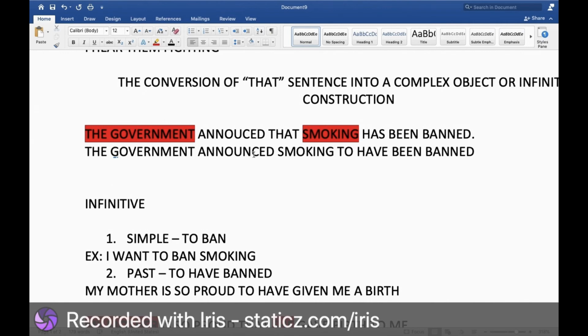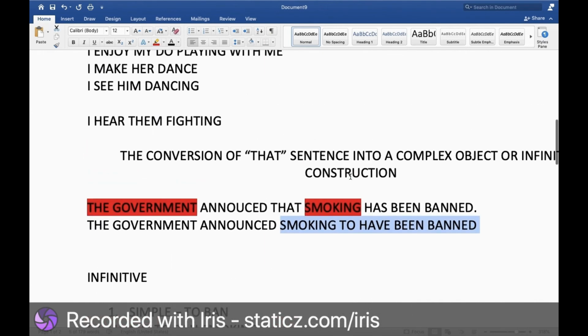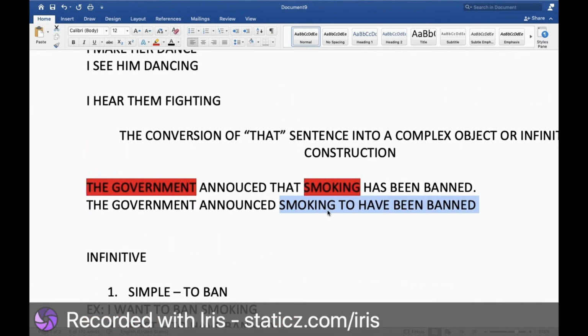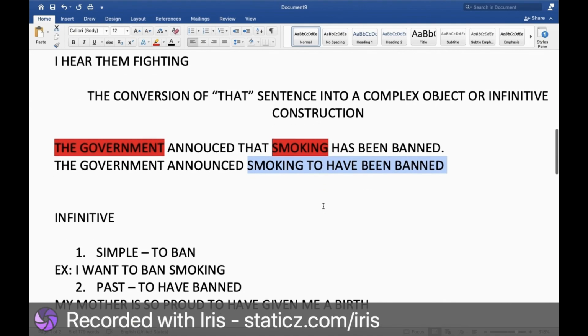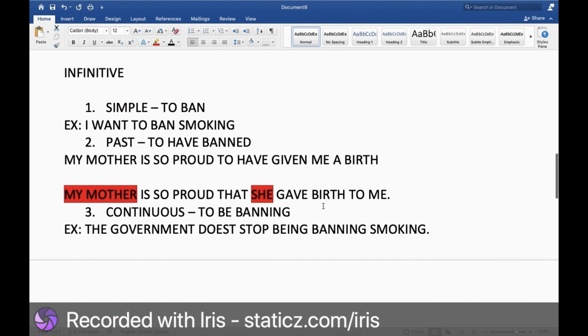Government announced: subject and verb. Government announced what? Smoking to have been banned. It is a complex object in the past tense and in the passive voice. In the future, in the IELTS lessons, you will examine sentences from books and show me everything one by one. What is this? What is that? In which sentence has this infinitive? That's why you will know everything about the sentences. Did you understand the conversion of that sentence into a complex object or infinitive, Mirismail? Yeah. Very nice.